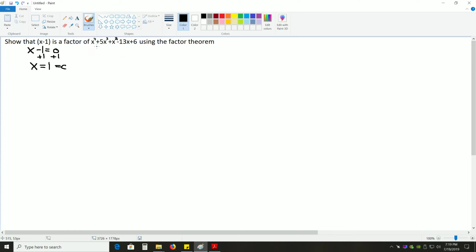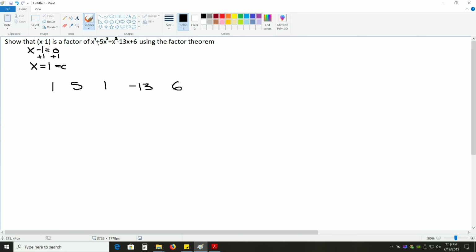From there, we want to take all of the coefficients from this polynomial. So, in front of our x to the fourth, we have a 1, then a 5, a 1, a negative 13, and a 6.